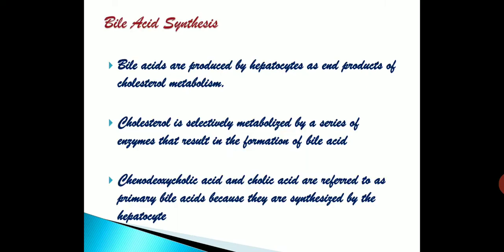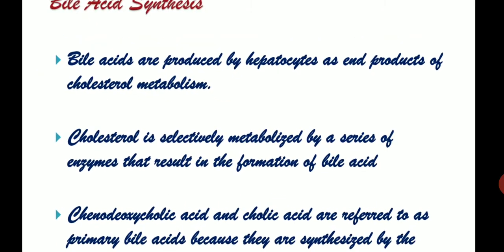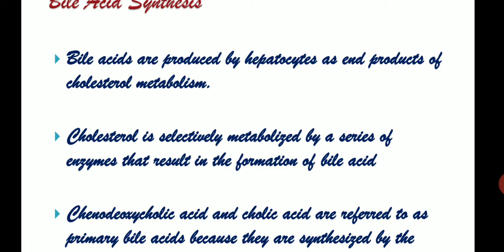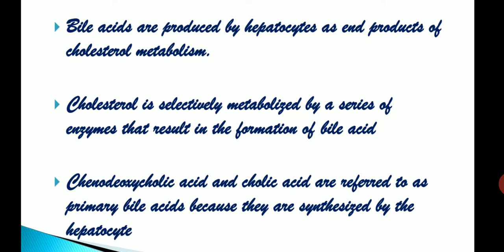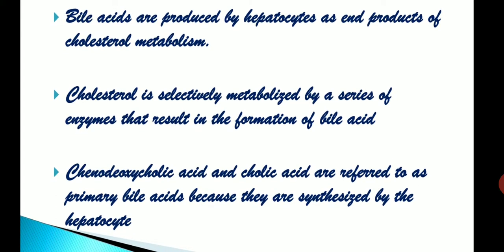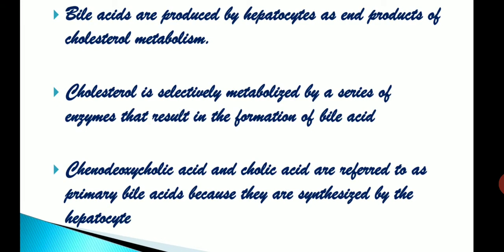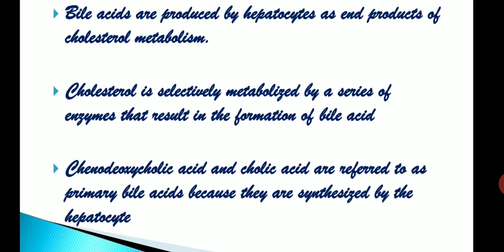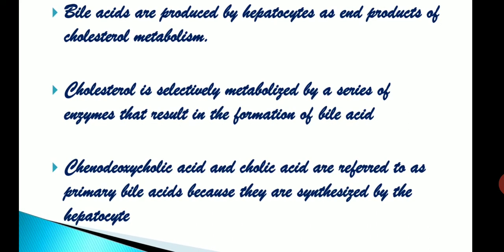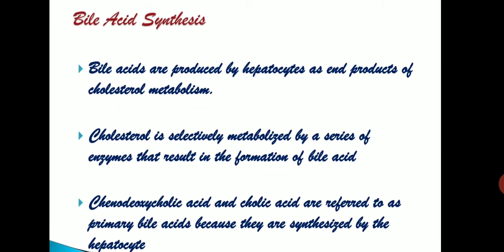Now we come to the main topic, that is bile acids. Bile acid synthesis. Bile acids are produced by the hepatocytes as end products of cholesterol metabolism. Cholesterol is selectively metabolized by a series of enzymes that result in the formation of bile acids. Chenodeoxycholic acid and cholic acid are referred to as primary bile acids because they are synthesized by the hepatocytes.